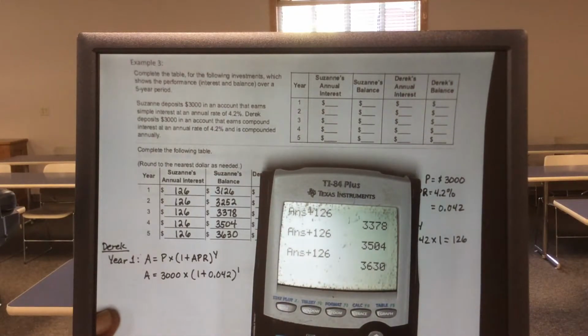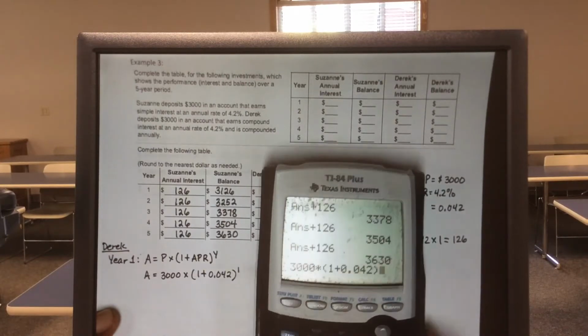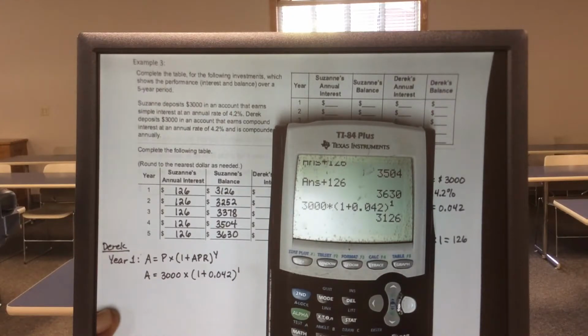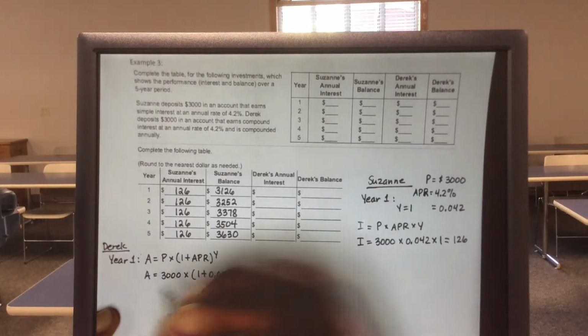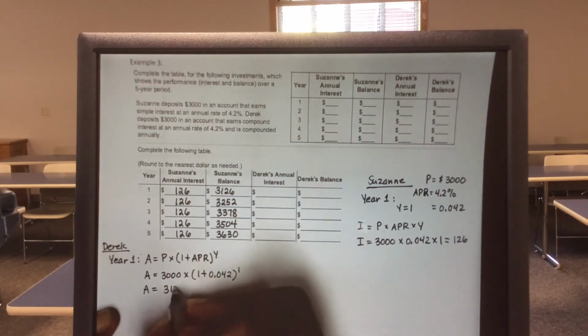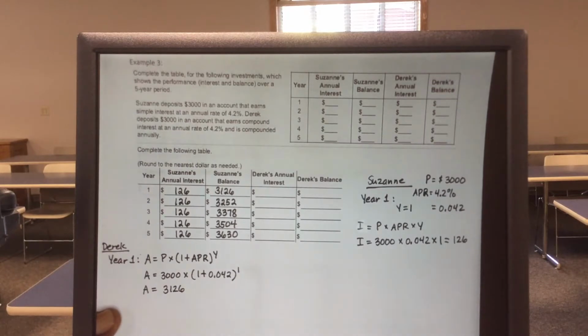So let's enter this in the calculator. We got 3,000 times, left parentheses, 1 plus 0.042, close parentheses. Now for your exponent, you use this button, which is a hat key, and then to the 1, and then hit enter. That will give you the amount of $3,126. So after the first year, Derek has $3,126.